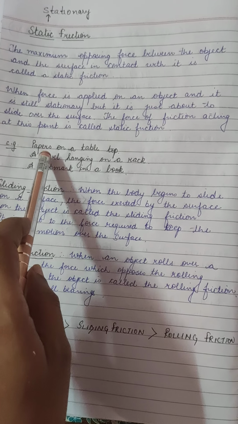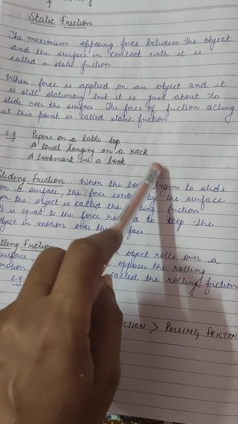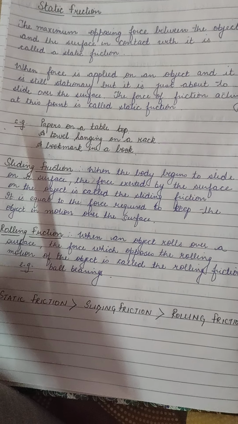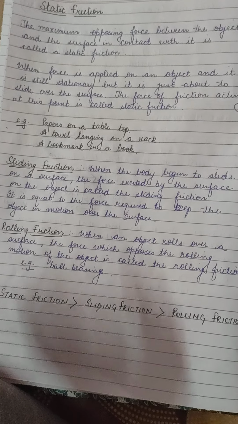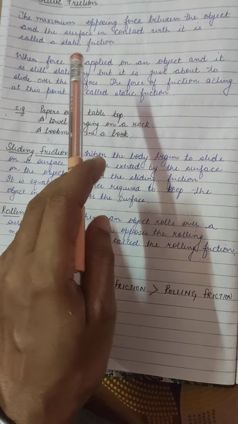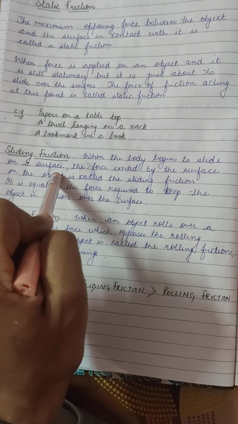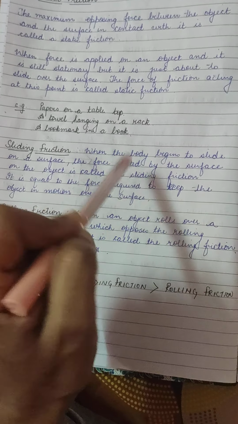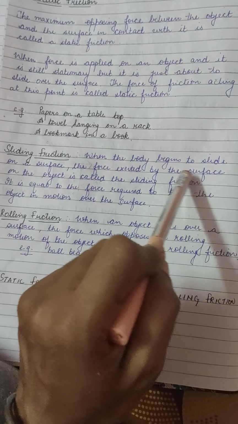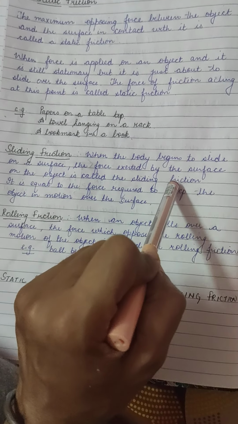Further examples are paper on the table top, a towel hanging on a rack, a bookmark in a book. They are not moving; they are all stationary. Next is sliding friction. Here we talk about when the body is just about to slide. When the body is just about to slide or it begins to slide, at that time the force exerted by the surface on the object is called sliding friction.